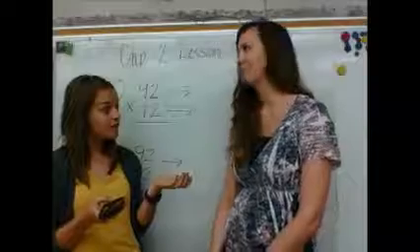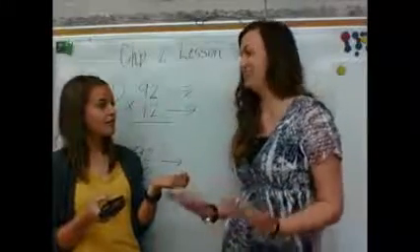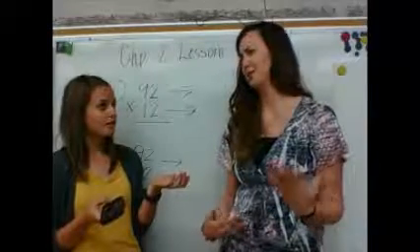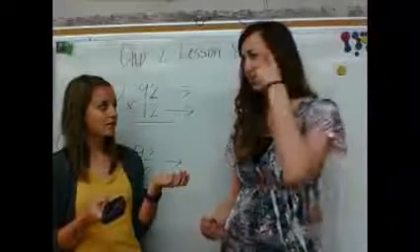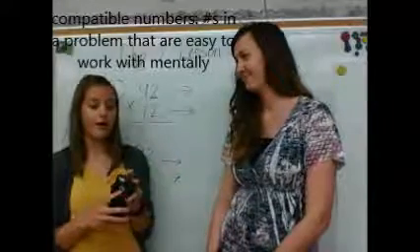Well, compatible with your husband is like, oh, we have this in common, we should get along, we should be married. Whereas compatible with numbers means numbers that are easy to do in your head. You just wait. By the end of this video, I'm going to find out how it fits together.